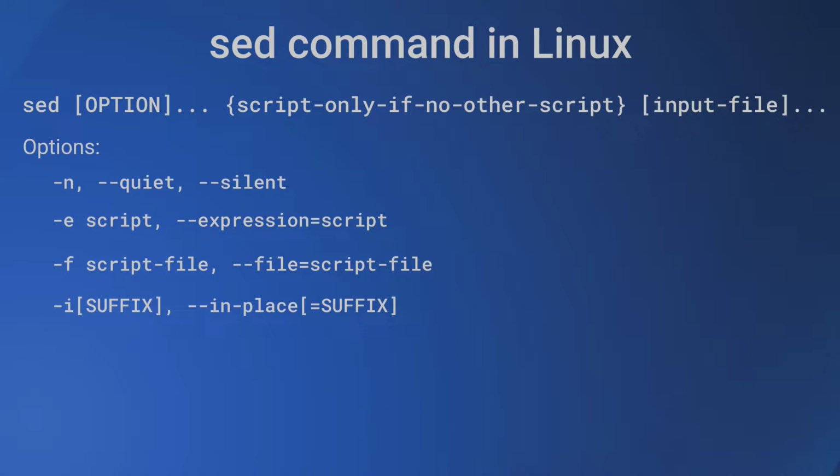Next we have "-i" optional suffix or "--in-place" equal to optional suffix. By default, sed does not modify any of the input files and writes on the standard output. You can change the default behavior with the "-i" or "--in-place" option. With this option, the input files are modified in place and there is no writing on the standard output. If suffix is provided, a backup of the file is made under the name file name followed by suffix.